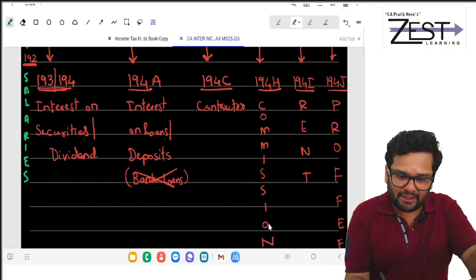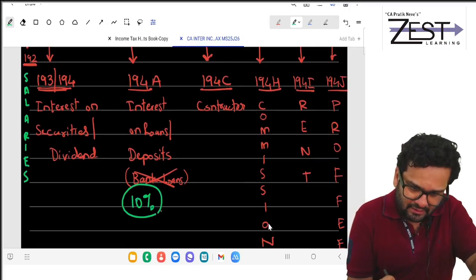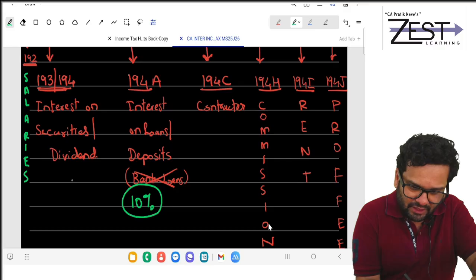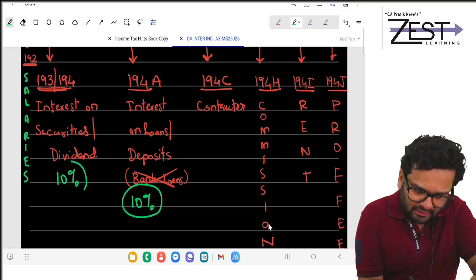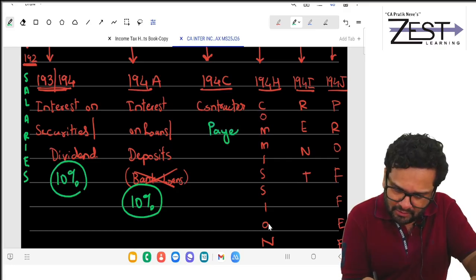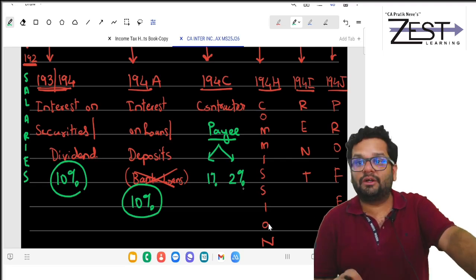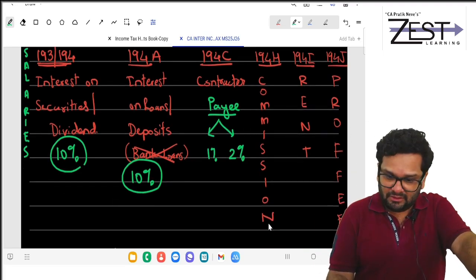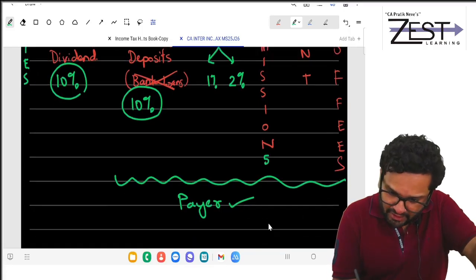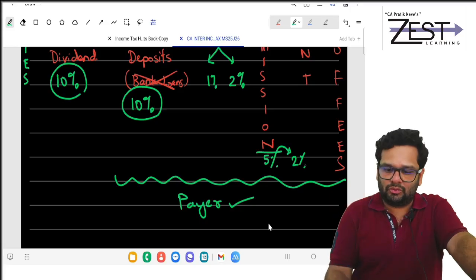And percentages, if I can write quickly. In 194A, percentage is 10. In interest on securities and dividend, it is again 10. Contractor, it depends on the payee, 1%, 2%. Commission, it is 5, and now it has become 2. So can I do like this? 5 has come down to 2.